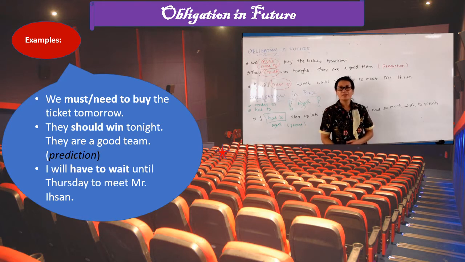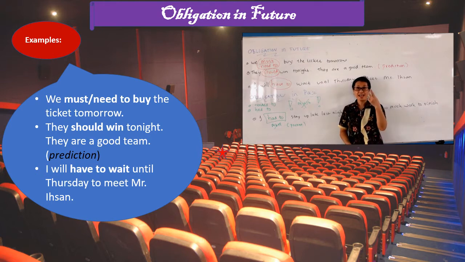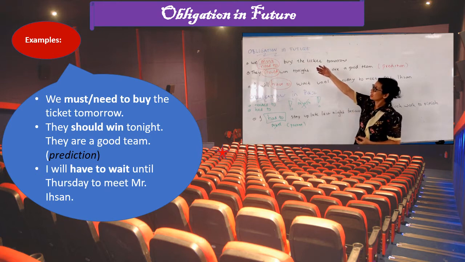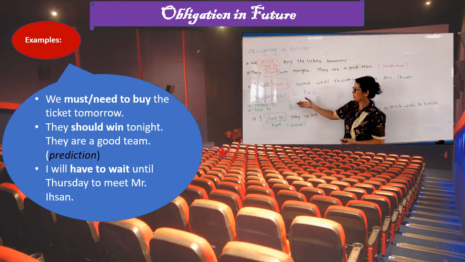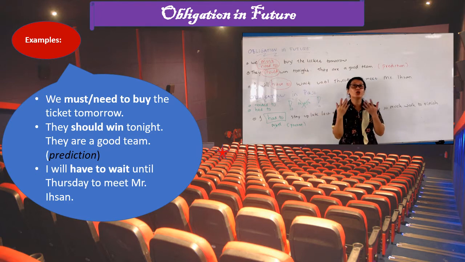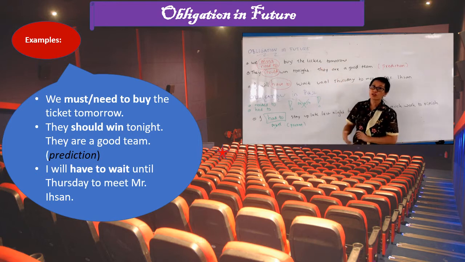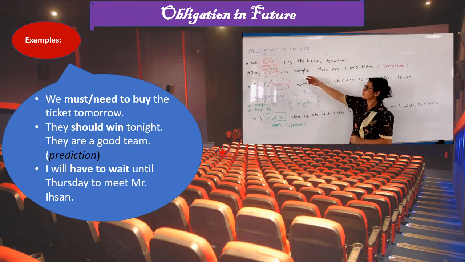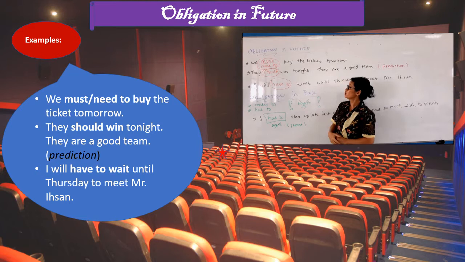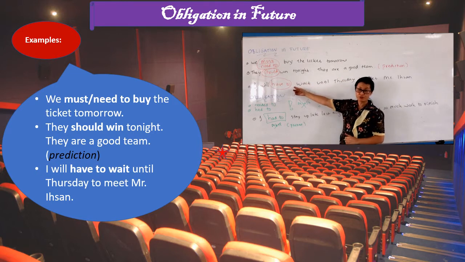After we talk about obligation in present, now I should have two more. Obligation in future and obligation in past. And you should know both of them because they are important. Obligation in future is not that hard. Here you can use must or need to or should and have to also.